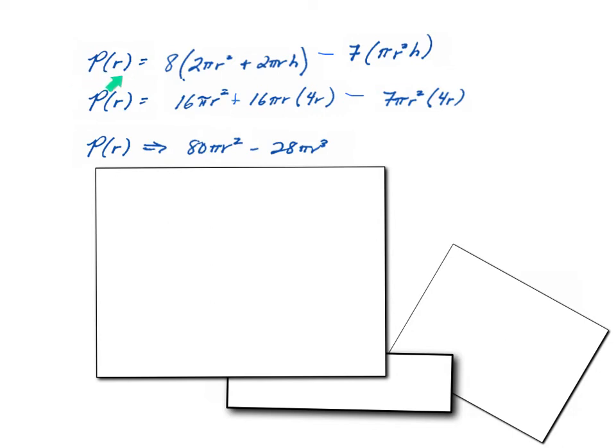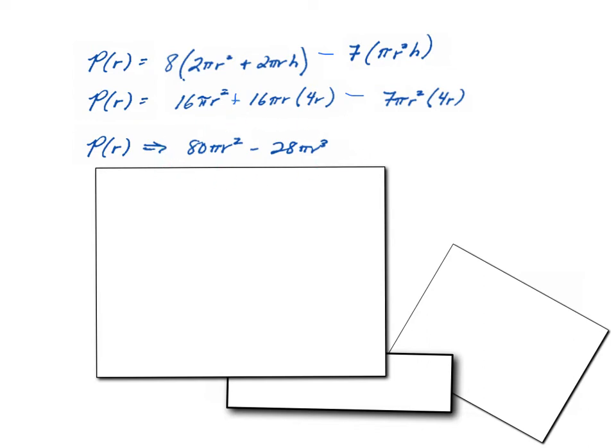Our profit in terms of r is going to be 8 times 2 pi r squared plus 2 pi r h, oh, that's not in r, minus 7 pi r squared h, that's not in terms of r. Remember, h is the same as 4r for a substitution here. I'm going to distribute that 8. We get 16 pi r squared, a 16 pi r times 4r, minus 7 pi r squared times another 4r. Overall, we have an 80 pi r squared minus 28 pi r cubed. It cleaned up to a very simple polynomial.